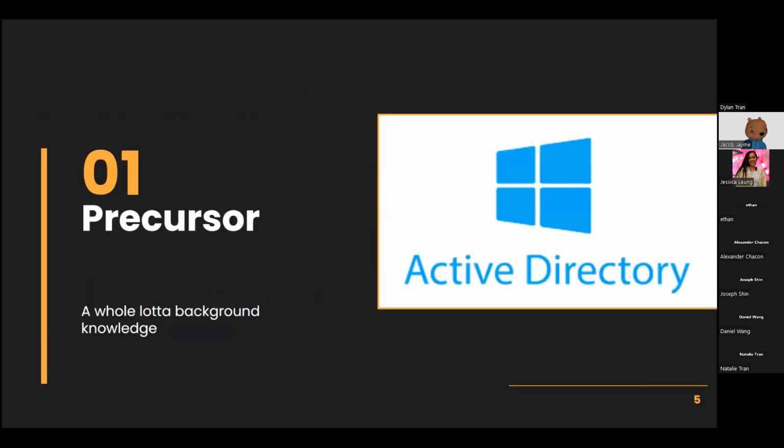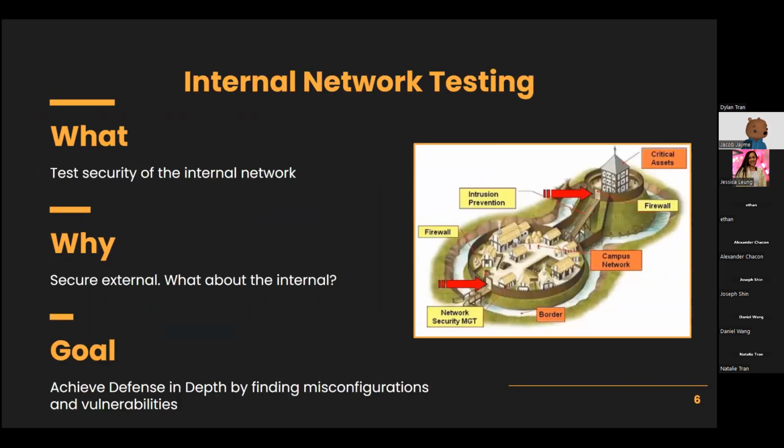So, a little precursor, we're going to be going over internal networks. I mean, it's sort of in the name, right? Internal network, it's the network that's internal. The networks that exist aren't one dimensional or flat. There's multiple layers to them.